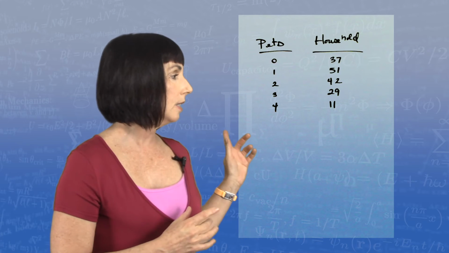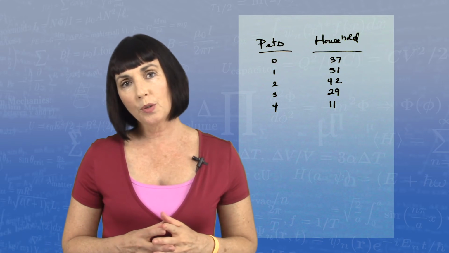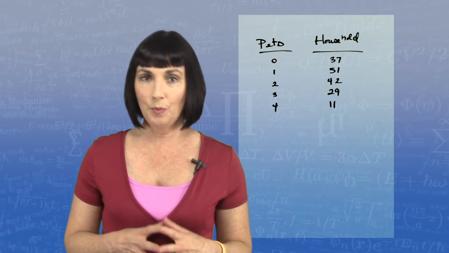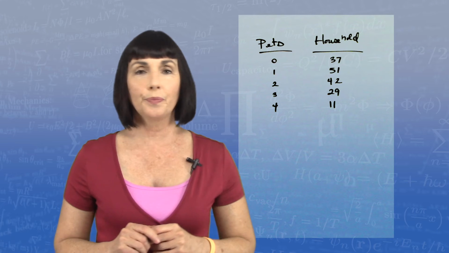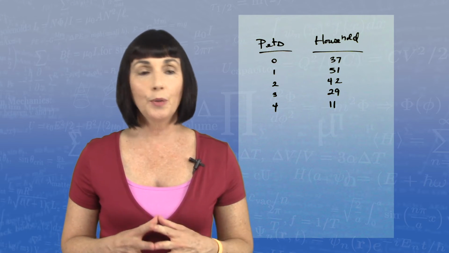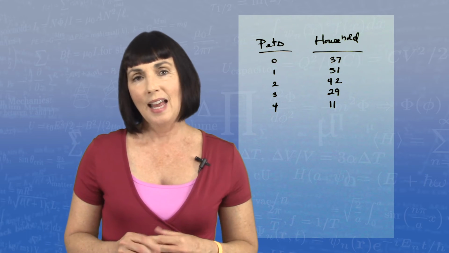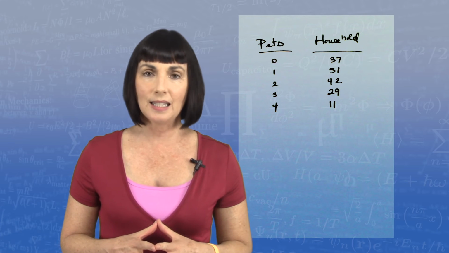Okay, let's do one more example of finding the weighted mean. We did a little survey of the number of pets in various households and came up with this data. The number of households with no pets is 37. The number of households with 1 pet is 51. The number of households with 2 pets is 42. The number of households with 3 pets is 29. And the number of households with 4 pets is 11.